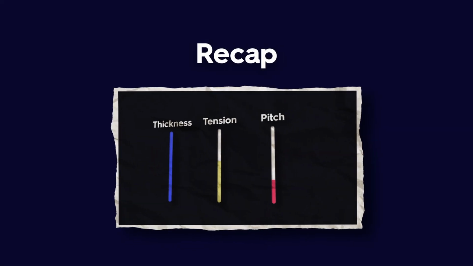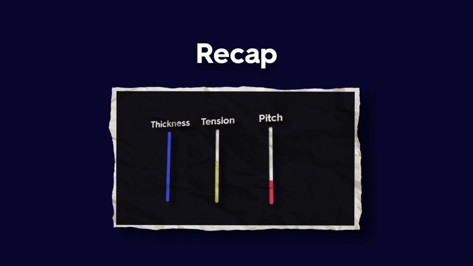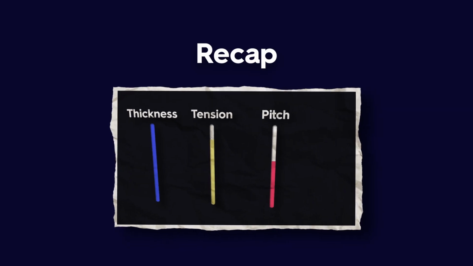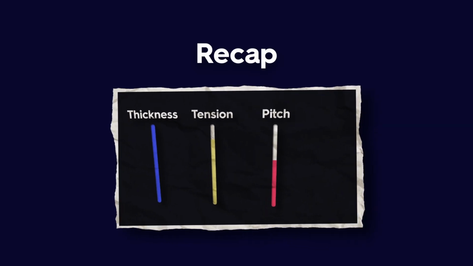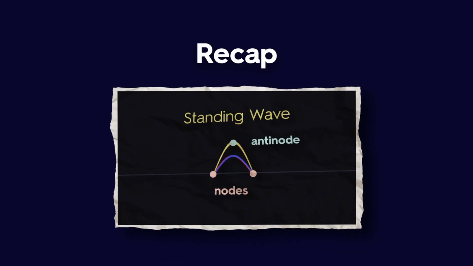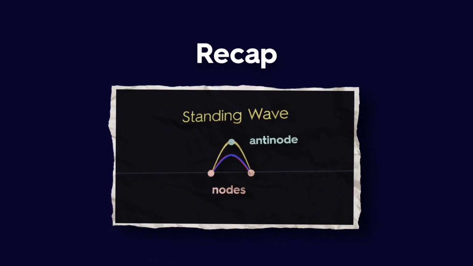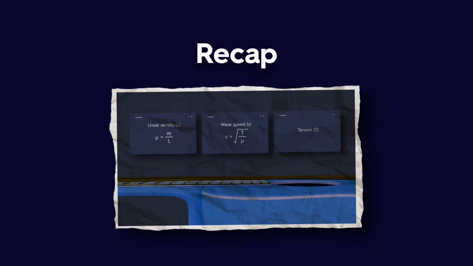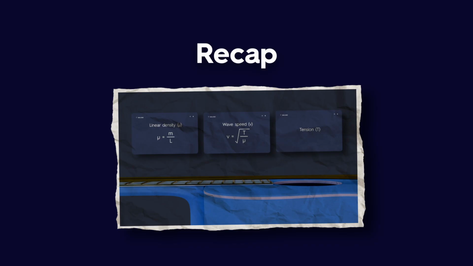Let's recap what we've learned. Thicker strings have more mass per length, so waves travel more slowly and the notes sound lower. Tighter strings increase tension, speeding up waves and raising pitch. Standing waves set the allowed notes, with still points at the ends and the biggest motion in between. That's how simple physics turns stretched strings into rich musical sound.